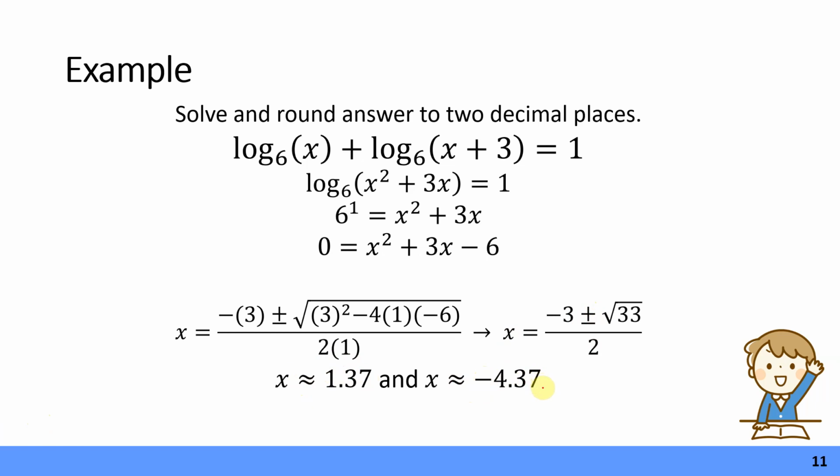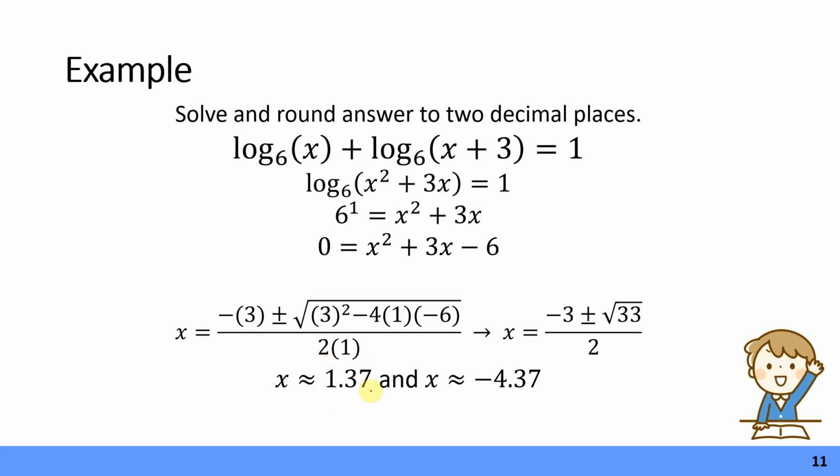Okay, so yes, we do have two answers, but again, step 4 says that we have to disregard the one that's not going to work. Sometimes they both don't work. Sometimes they both do work. Sometimes one of them does and one of them doesn't. So this is what we're going to do.